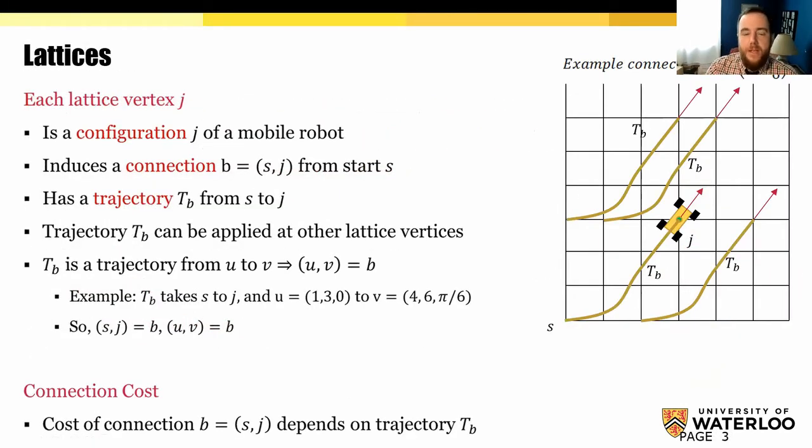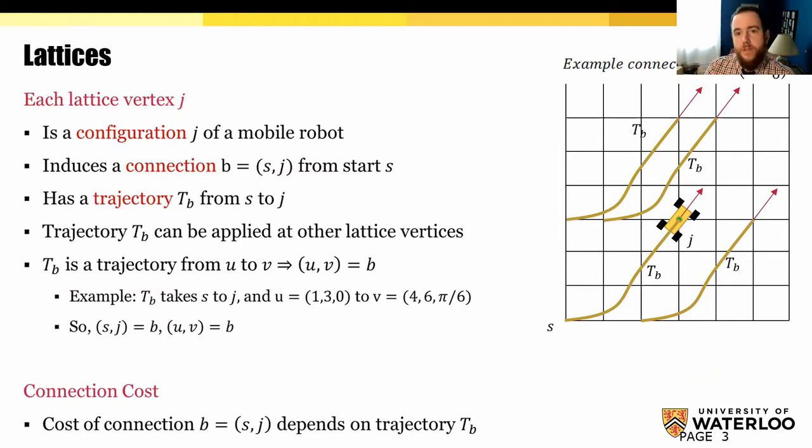As I hinted at earlier, a lattice is a collection of vertices where each vertex can represent a possible configuration of a mobile robot. Each vertex j induces a connection, which is a tuple from a universal start to that vertex j. Typically, the universal start for us is at the origin. Each connection has a trajectory associated with it, and this trajectory is the trajectory that would actually take a mobile robot from the start to j, to the vertex.